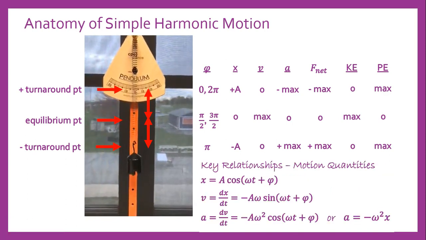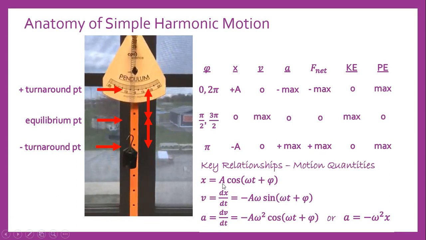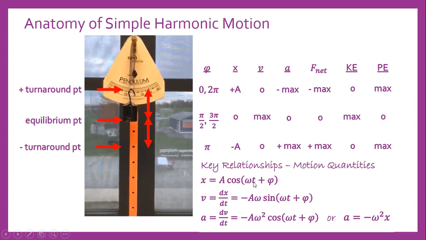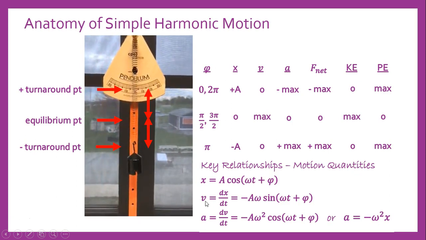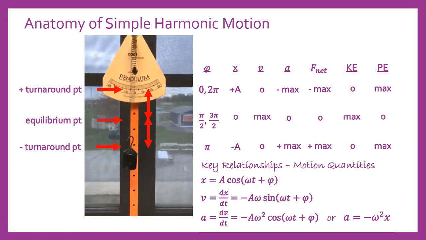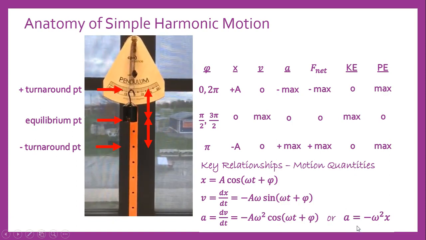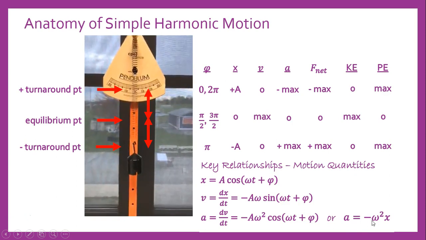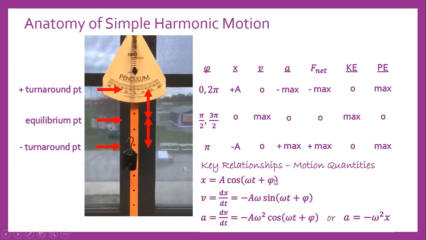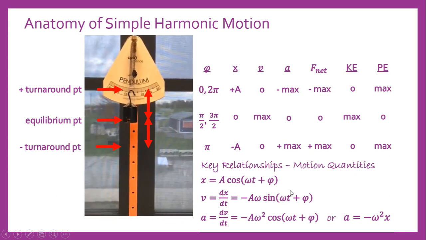Let's look at some key relationships among the motion quantities. We have our equation for position, and it's a function of the amplitude and the cosine of the position or angle in the cycle. Velocity, of course, is just the derivative of position with respect to time, and acceleration is the second derivative with respect to time of position. This is a helpful thing if you can remember: the acceleration is equal to negative omega squared times x, the position. I will let you know that this equation is on your reference sheet. These others you will have to derive from this or memorize them.